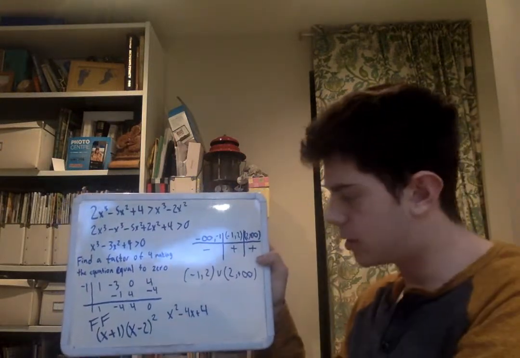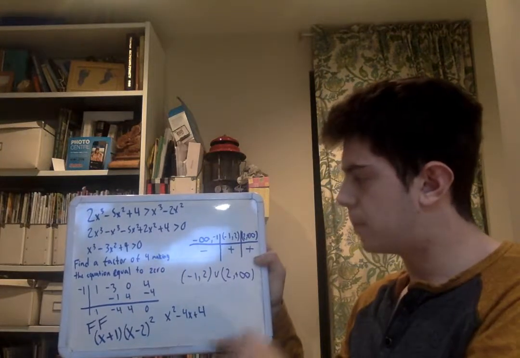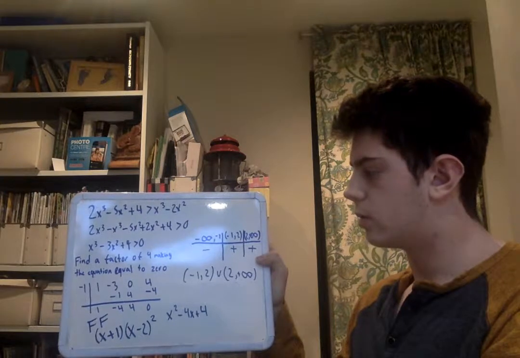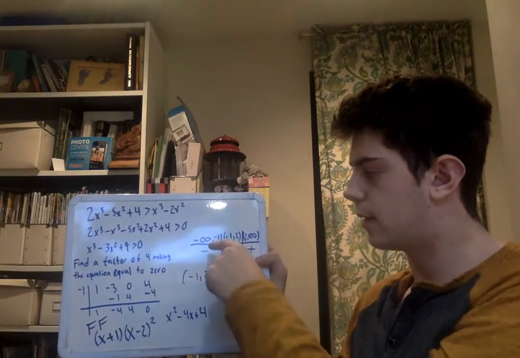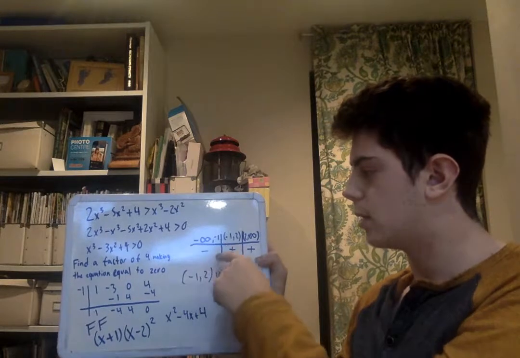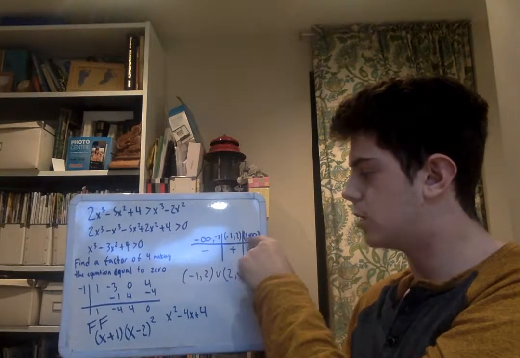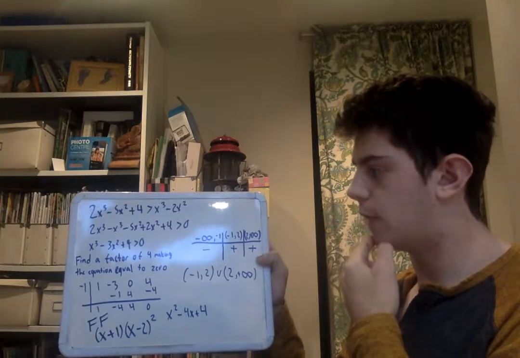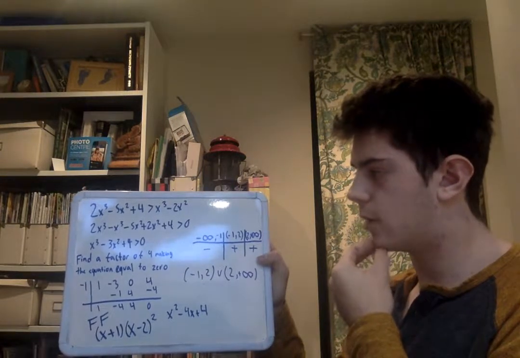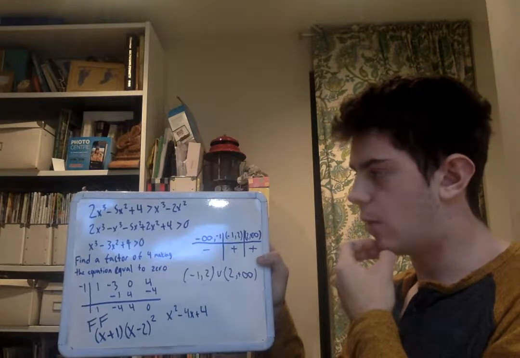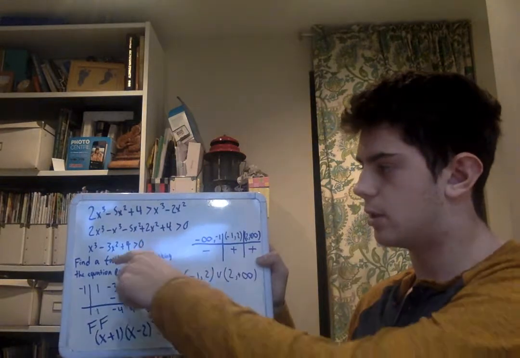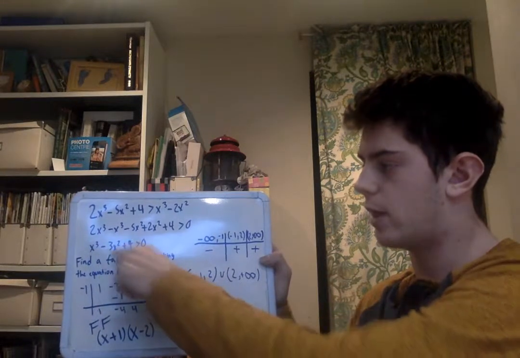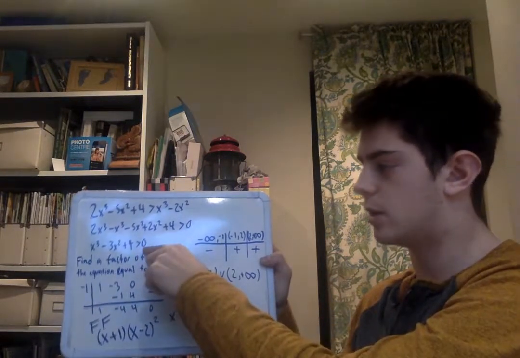So once I found my intercepts, I put out an interval chart. In my interval chart I had negative infinity to negative 1, negative 1 to 2, and 2 to positive infinity. So because I'm trying to find all the values of x for which y is greater than 0, if we see this original, we see that we want to know when this is greater than 0.